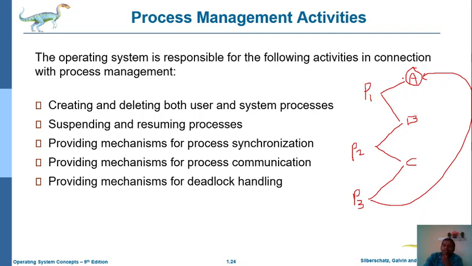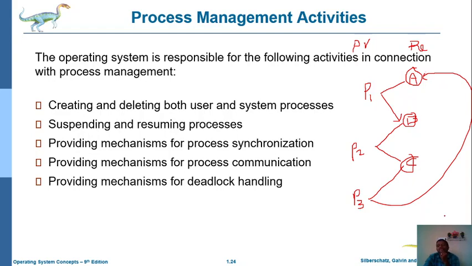To complete process 1, it requires resource B. So once again, these are the processes and these are the resources. P indicates the process, and A, B, C are the resources. P1 is holding resource A and waiting for resource B, P2 is holding resource B and waiting for resource C, and P3 is holding resource C and waiting for resource A.